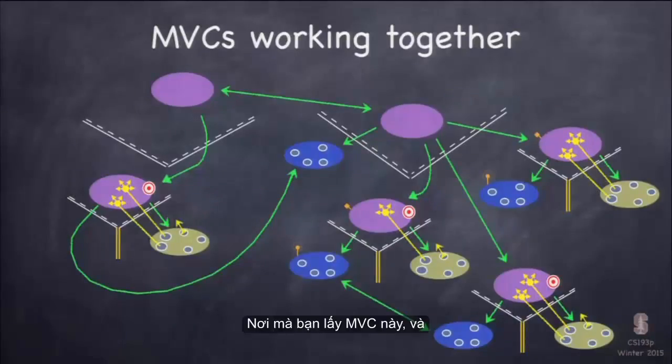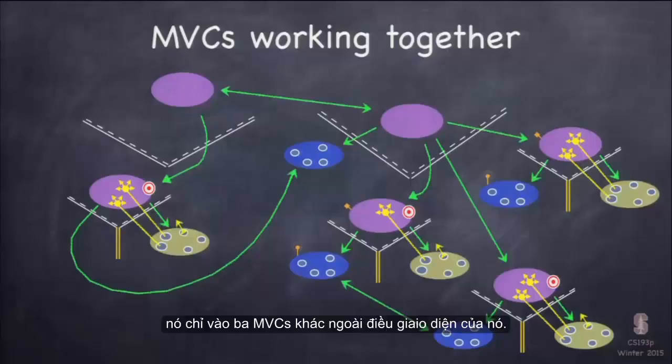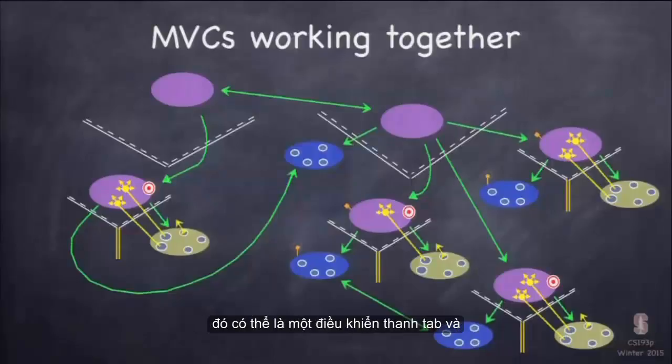Where you got this MVC, and you see the purple one underneath the word together there, and it points to 3 other MVCs outside of its view. That's how we're going to build. So that might be a tab bar controller, and those might be the 3 tabs. Each one is its own little MVC, completely independent, operates on its own.